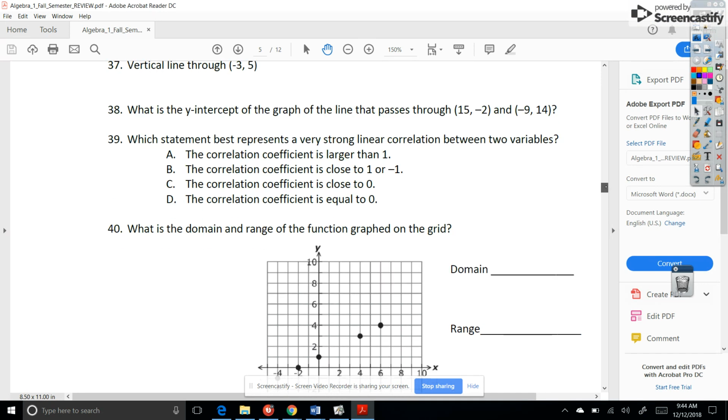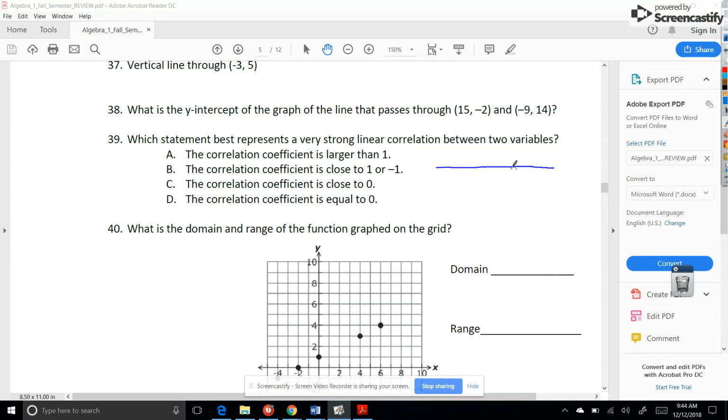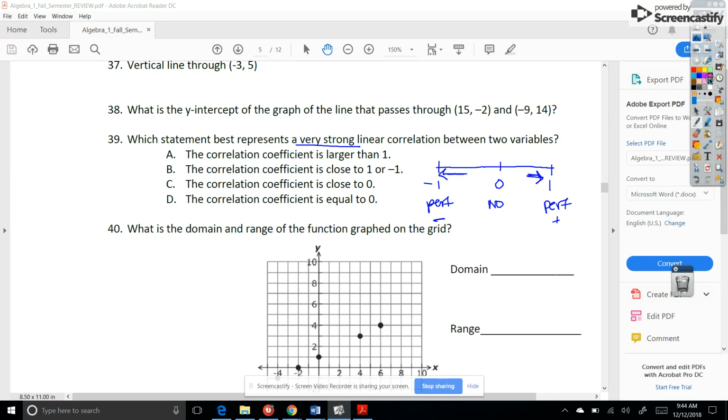Okay. Which statement best represents a very strong linear correlation between two variables? Our linear correlation scale, 0 is no correlation, 1 is a perfect positive, -1 is a perfect negative. So very strong, I would be pretty close to 1 or pretty close to -1. The only difference between the 1 and the -1 is you'd be a perfect positive like this, and a perfect negative would have a negative slope. So we're going to say B.